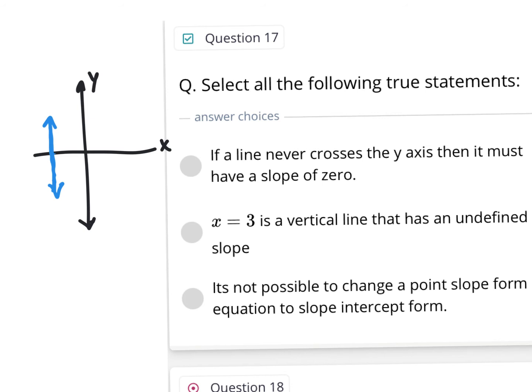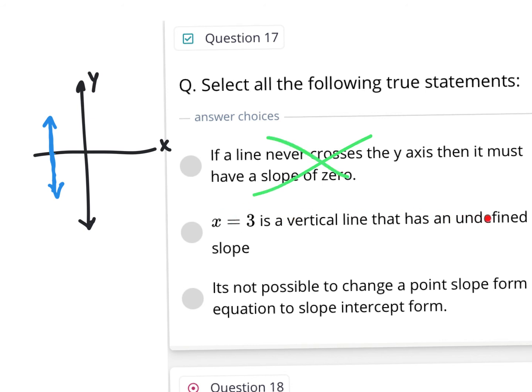Anyway, it's saying if a line never crosses the y-axis, like this blue one, then it must have a slope of 0. Wait a minute, that slope's not 0. We know 0 slope is totally flat. This is totally vertical, so this is undefined. So that's not it, right? That cannot be it.